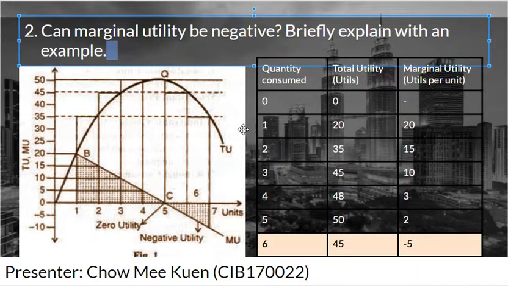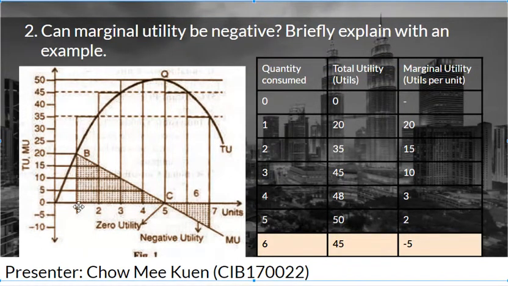Looking at the graph here, when the first unit is obtained, the total utility is 20 utils and the marginal utility is also 20 utils per unit. However, when the second unit is obtained, the total utility will increase from 20 utils to 35 utils, but the marginal utility will decrease from 20 utils per unit to 15 utils per unit.